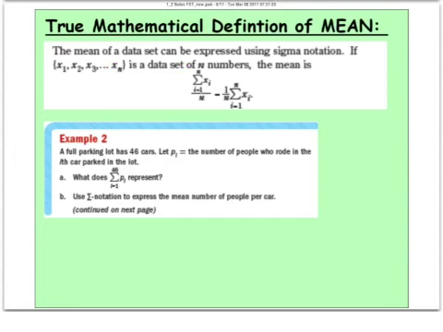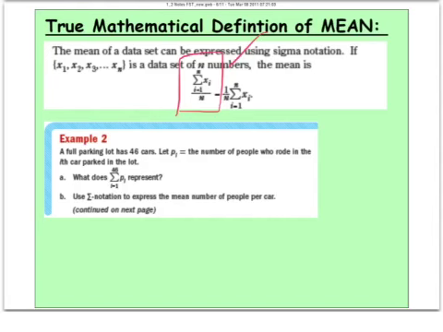Now the reason you want to understand sigma notation for summing is because it shows us how to write the mathematical definition for the mean or the average. And here's what it is. This is sigma notation. And it says this.